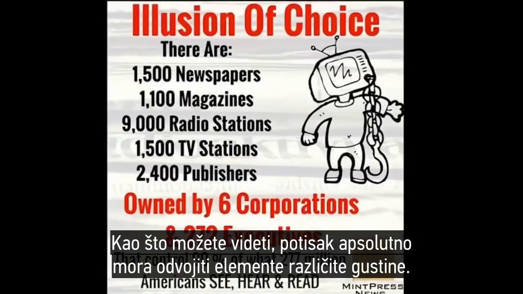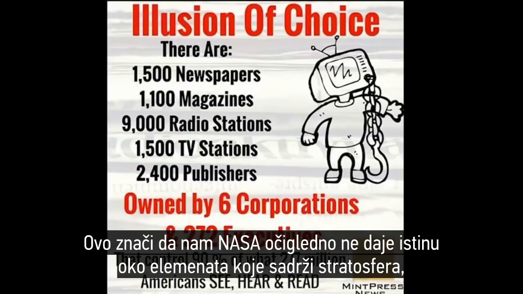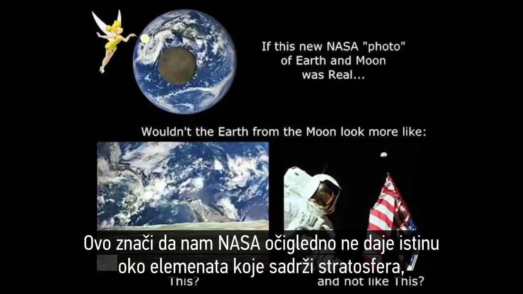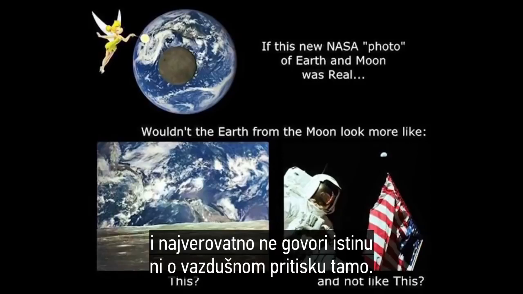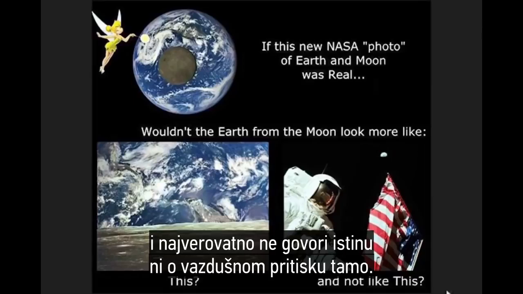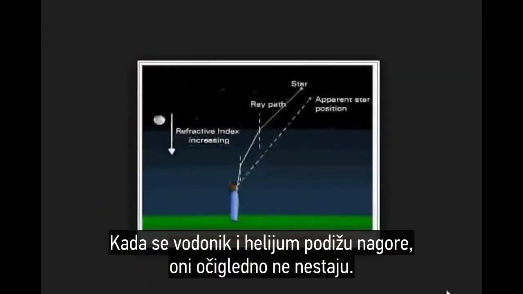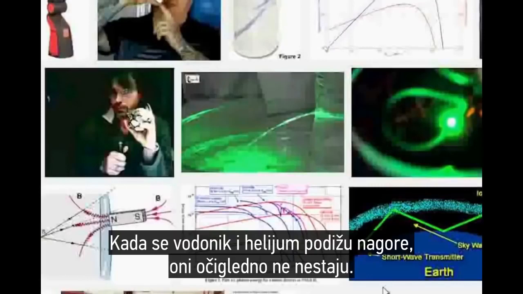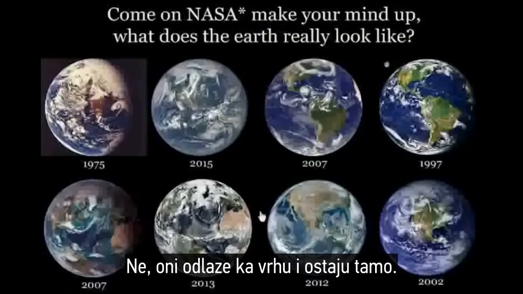As you can see, buoyancy absolutely must separate the elements of greater densities. This means that NASA is clearly not telling us the truth about the elements contained in the stratosphere, and they are probably not telling the truth about the air pressure there either. When hydrogen and helium rise, they obviously do not disappear. No, they settle at the top and they stay there.